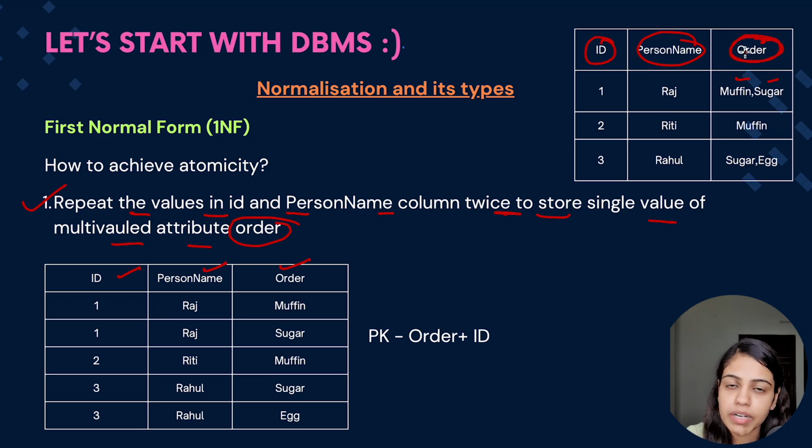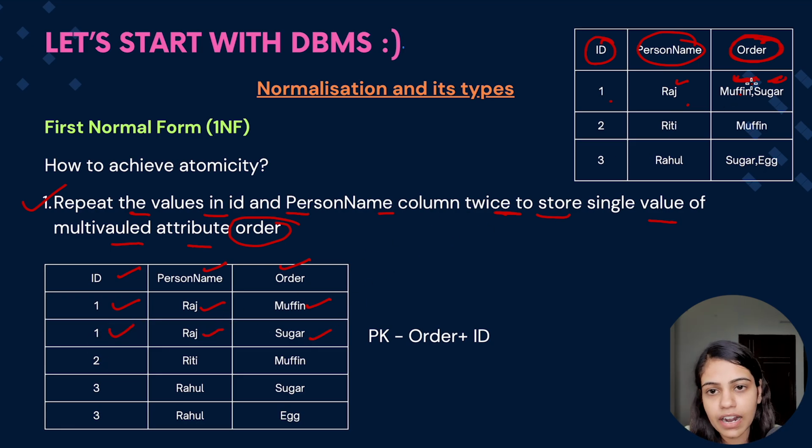We will leave that particular attribute, and apart from that attribute, all the attributes present, we will repeat according to the values present in our multi-valued attribute. So here you can see that for Raj there are 2 orders. So we will repeat 1 Raj twice so that we can have a single value for this order column. First we will write 1 Raj and the first order, that is muffin, and then 1 Raj and the second order, that is sugar.